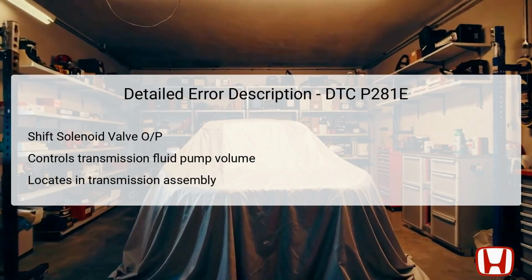Located in the transmission assembly, the solenoid interacts directly with the transmission fluid, impacting how power is transmitted to the wheels. The Shift Solenoid Valve OP also plays a significant role in ensuring the transmission operates smoothly and efficiently. When malfunctioning, it is vital to address it promptly to prevent further complications within the transmission system.